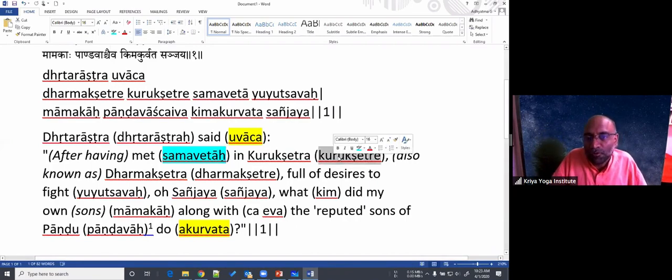Kurukshetre, we already saw, is like Dharmakshetre, a nominal form, in Kurukshetra. Dharmakshetra is also a nominal form. Full of desires to fight: it is still describing the people who are full of desires to fight. So Yuyutsava is also a nominal form. Sanjaya, O Sanjaya. Here I am basically talking to a person, so it is the name of a person whom I am addressing, and this is also a nominal form.